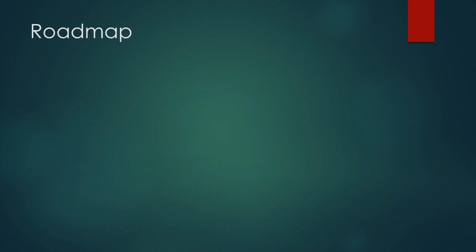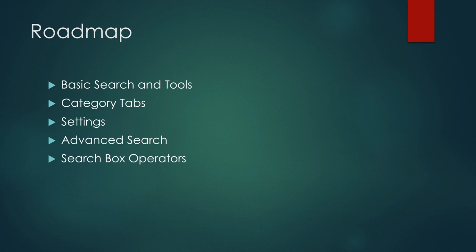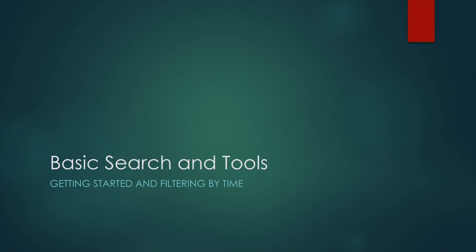Here's what I'll be covering. We'll start with basic search and tools, delve into category tabs and filtering, look at the settings, the advanced search feature, search box operators, and how you can go about getting help in Google. And all along the way, I'll give you some bonus tips and tricks that you can implement into your daily Google searching. Sound good? Let's get started with basic search and tools.